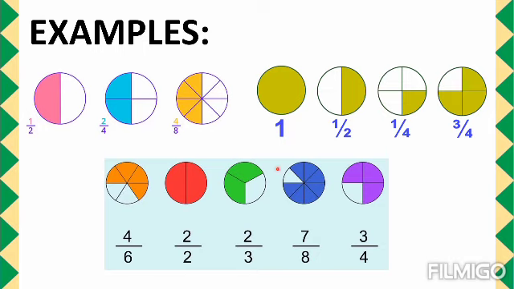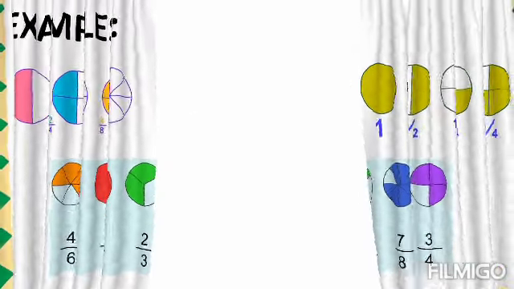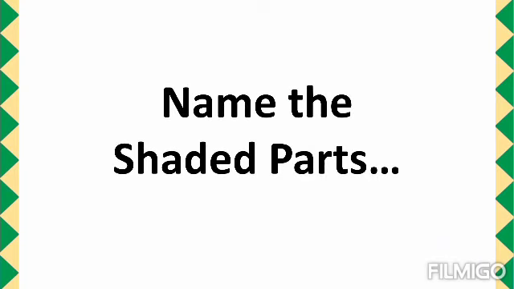For the next one, we have 2/3, 7/8, and 3/4. So that's all for examples of fractions. Now, guys, let us continue our discussion about fractions. Let us now name the shaded parts of the different figures that I will be showing you on the next slide. So let us proceed to the next slide.